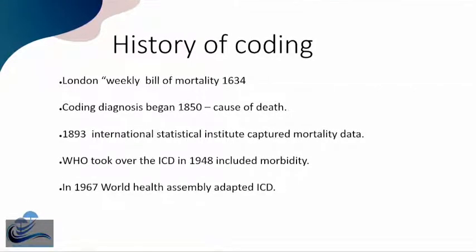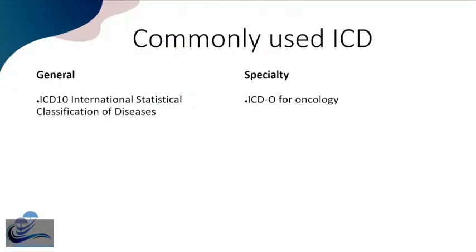In the year 1893, the International Statistical Institute captured mortality data, and WHO then took over the ICD in 1948 and included morbidity also. In the year 1967, the World Health Assembly adopted ICD, and it continues. Commonly used ICDs are, in general, ICD-10, the International Classification of Diseases, and ICD-O for oncology.